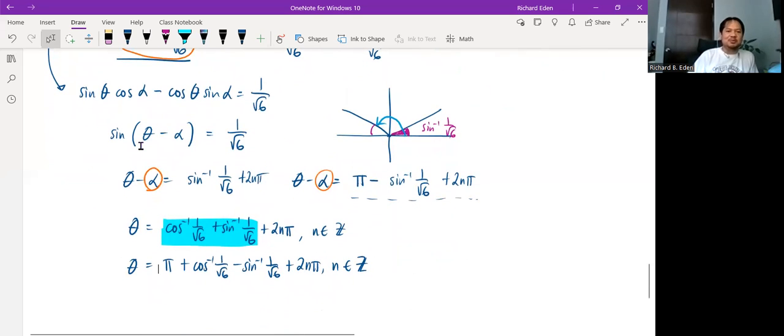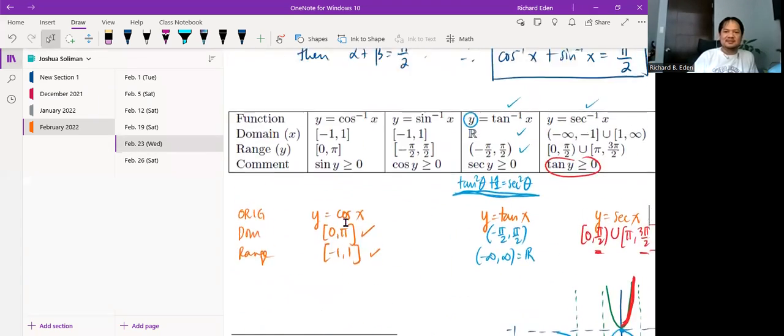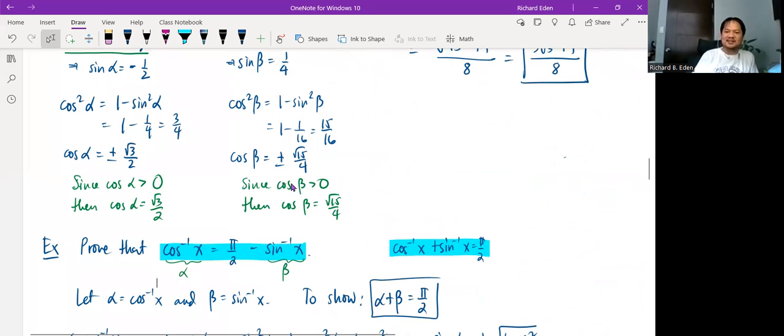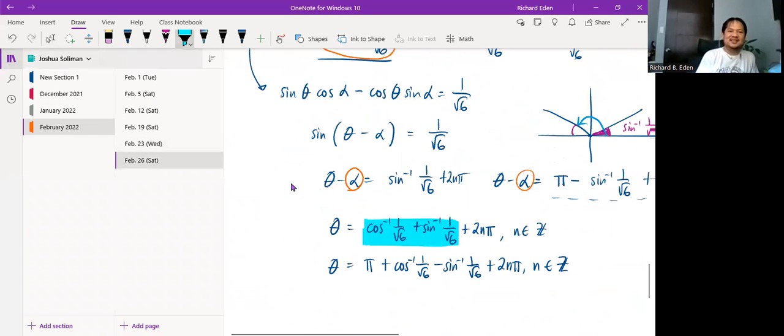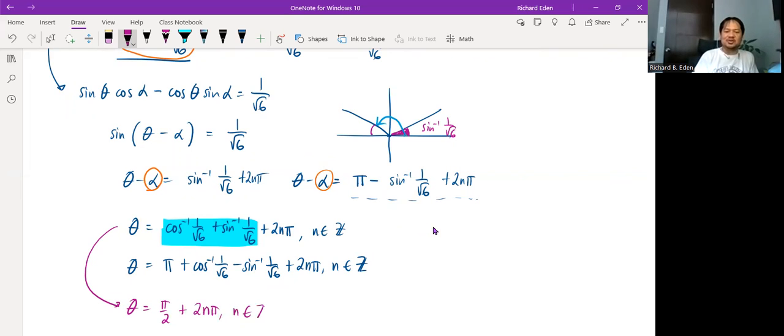Do you remember one identity we proved last time? This one. They're just equal to pi over 2. Yes. So what? I go furthermore. Theta equals pi over 2 plus 2n pi for all integers n. So, if you had the approximations, then you would have arrived at pi over 2.